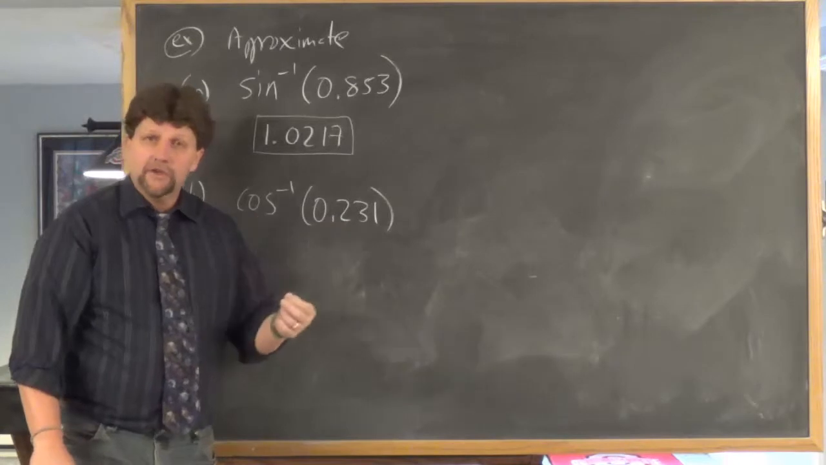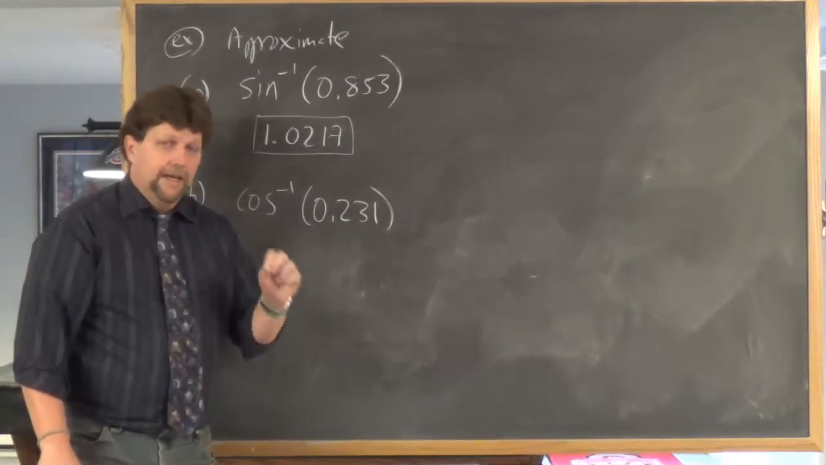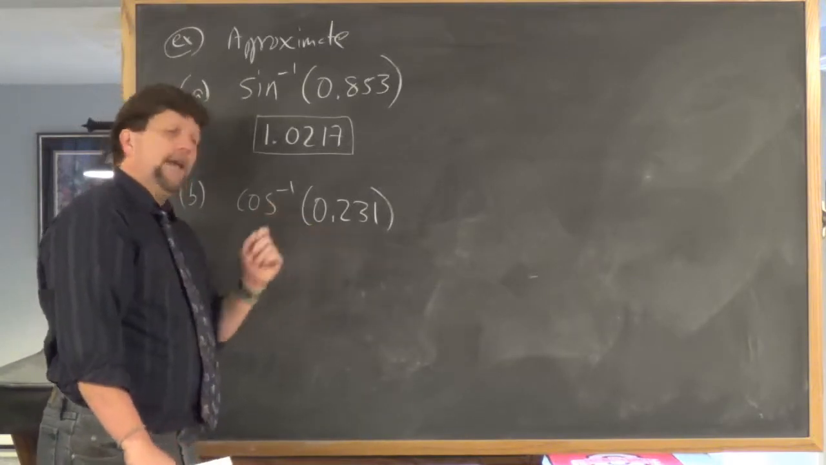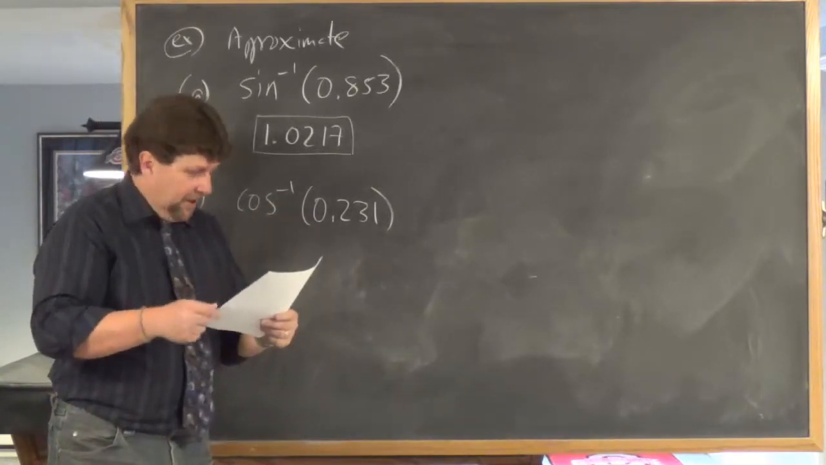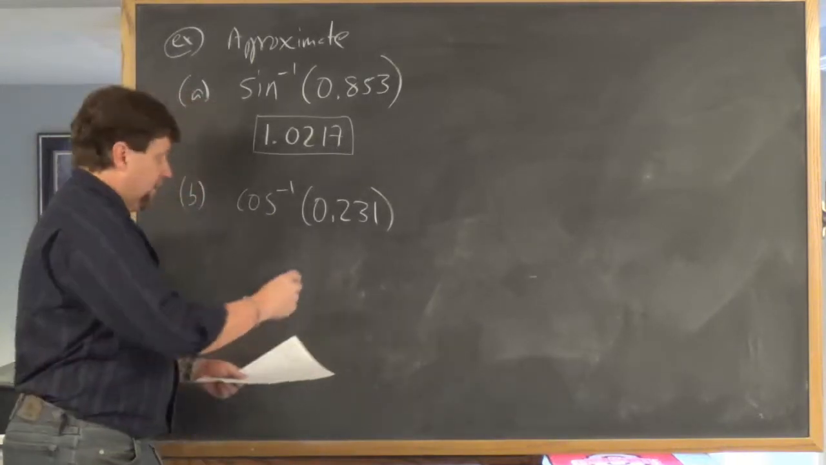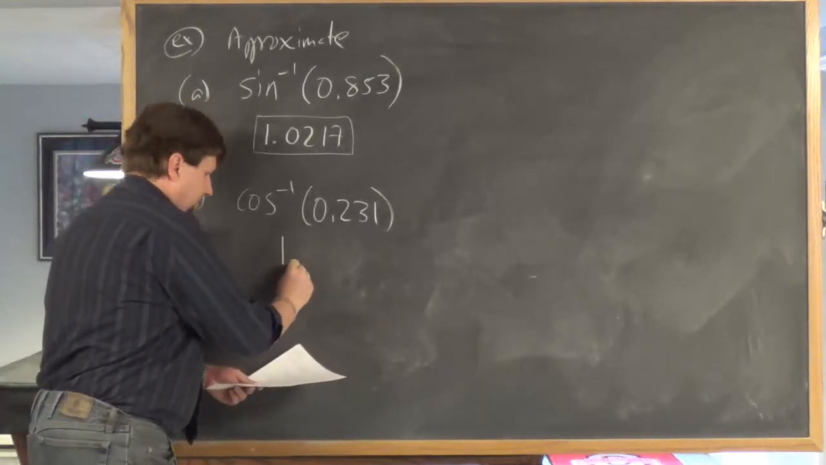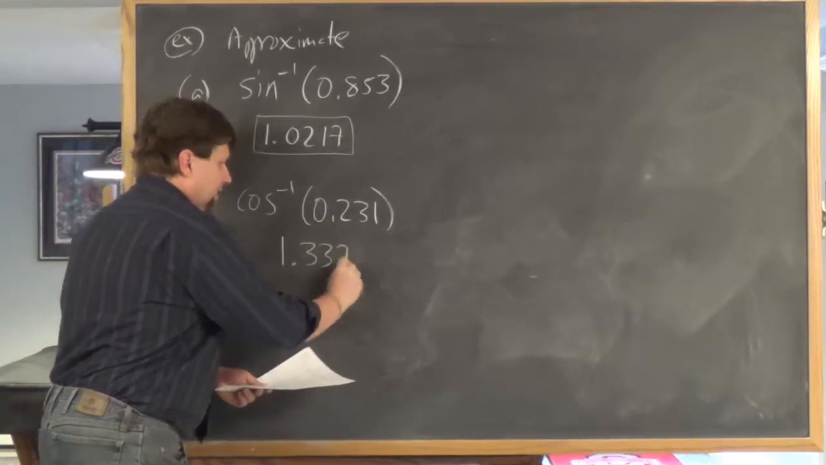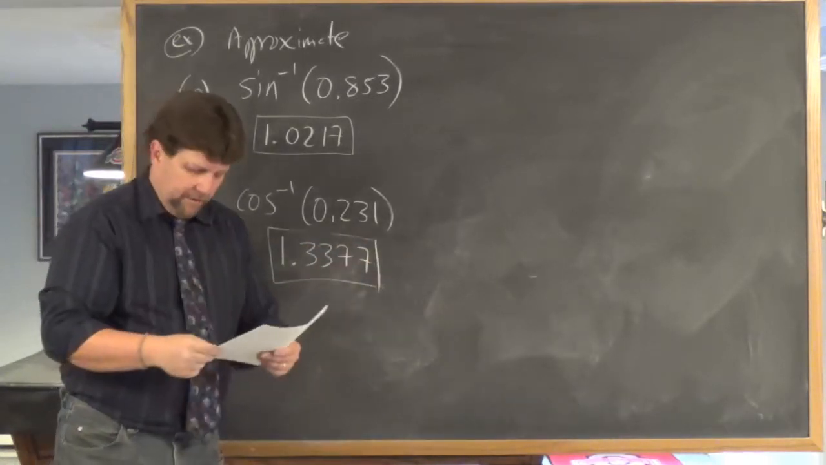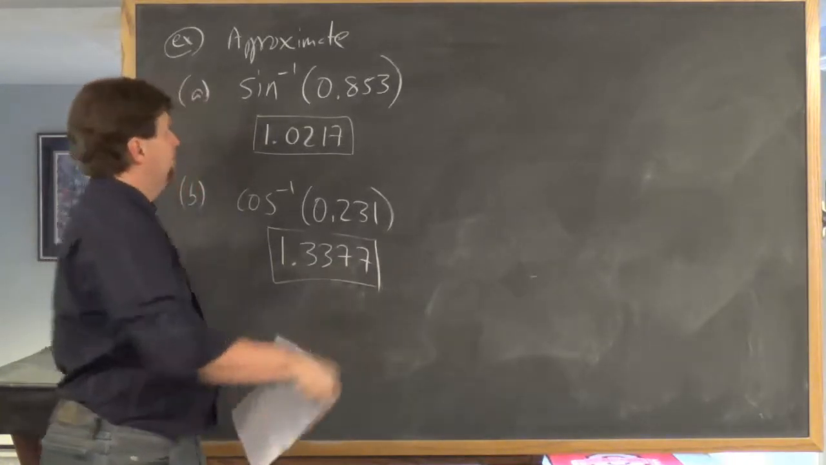So I'd use my inverse cosine function. Again, make sure I'm in radian mode. And when I do this on my calculator in radian mode, you should get inverse cosine of 0.231 is 1.3377. And again, rounding it to 4 decimal places should be plenty.